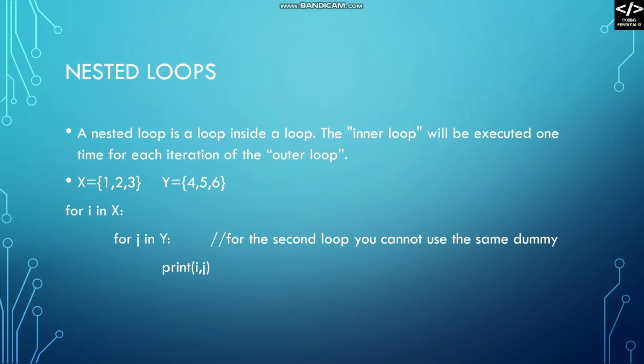Moving on to nested loops. A nested loop is a loop inside a loop. The inner loop will be executed one time for each iteration of the outer loop. For example, if we write for i in x and for j in y, where x consists of 1, 2, 3 and y consists of 4, 5, 6, then for each element of x, y will print all its elements. Let me show you.